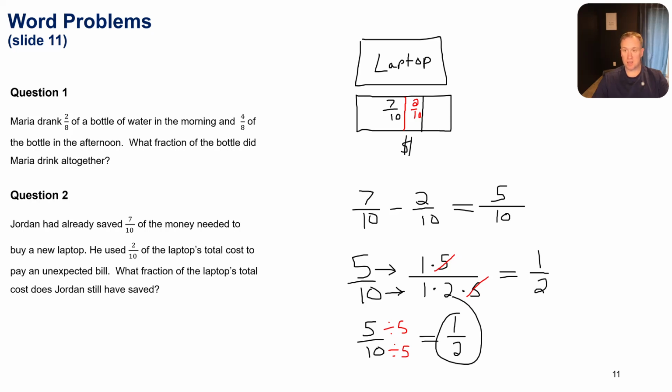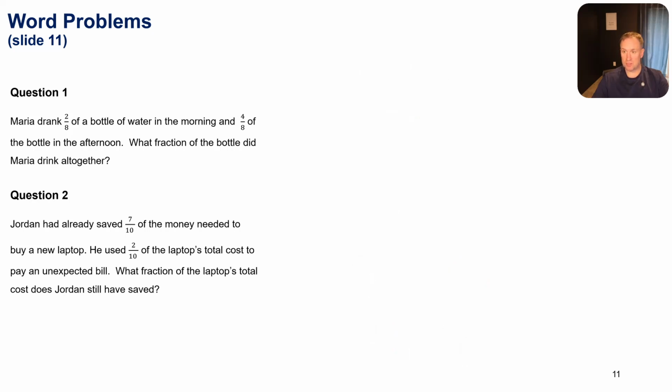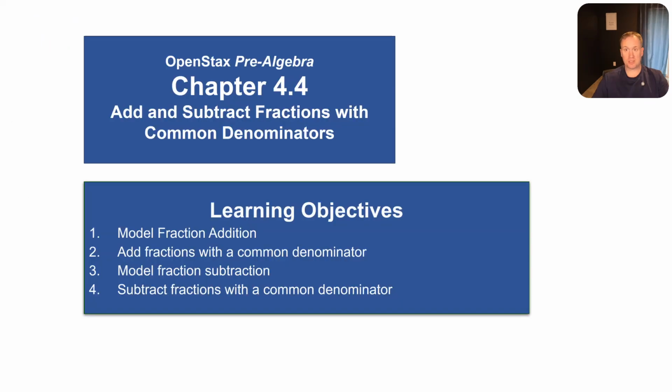All right, so those are our 2 word problems. This then ends our presentation. So again, our learning objectives for this lesson was to model the fraction addition. So we used some visual representations to model that fraction addition. We then added fractions with common denominators. We modeled fraction subtraction. We then subtracted fractions with a common denominator, and we applied all of that in the context of a few word problems.